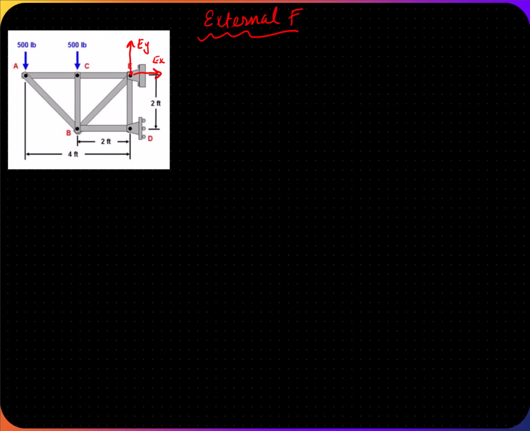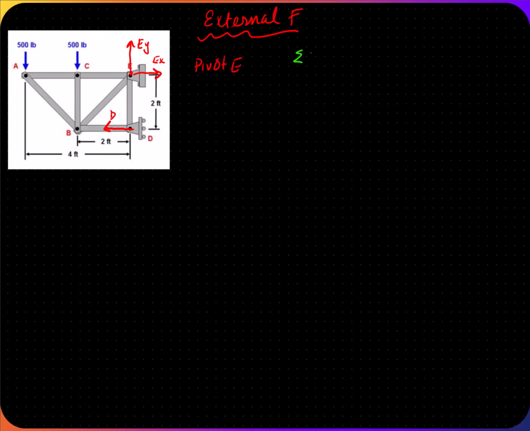D is a roller, so it only has one force and it's perpendicular to the surface. Since this is our surface, our D must go in the horizontal direction. Since we drew EX to the right, D has to go to the left. We pick a pivot point. Our pivot point is going to be E because it has the most unknowns.